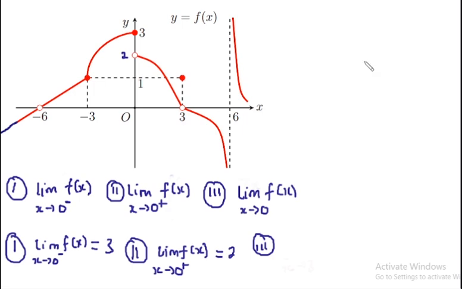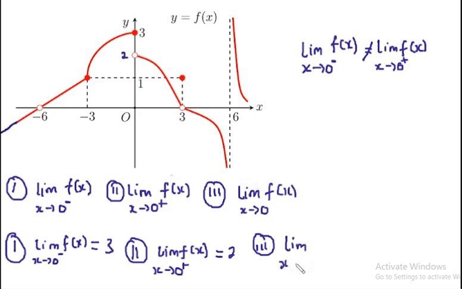Now, what is our general limit or two-sided limit? If you notice, this limit as x is approaching 0 from the left hand side is not equal to the right hand side limit. So this is not equal to the limit as x approaches 0 from the right hand side. This simply means that the general limit or the two-sided limit does not exist. So here I'll write the limit as x approaches 0 of f of x does not exist.